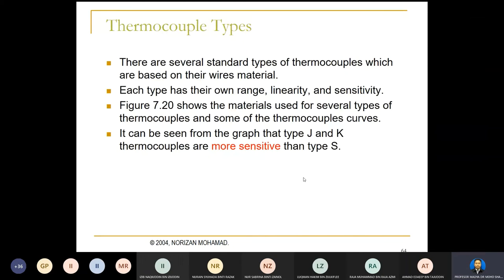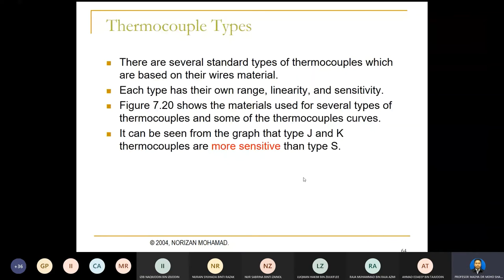Okay, so each type has its own range, linearity and sensitivity. For example, for thermocouples they have type J, type K, type S, and also type E. So you can see, every type has a different range, different linearity and also different sensitivity. The next figure shows the materials used for several types of thermocouple and some of the thermocouple curves, right?